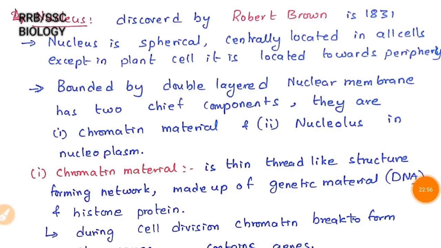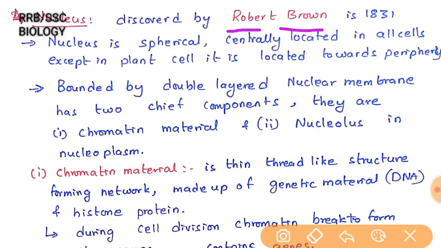Let us see the nucleus. Nucleus was discovered by Robert Brown in 1831. What is the shape of this nucleus? Nucleus is spherical in shape, and it is centrally located in all animal cells. In plant cells, it is located towards the periphery. It's not that it should be only in the periphery. It can move anywhere, and mostly it is found in the periphery, in the sense, at the edges, friends. In animal cells, it is sure that it is centrally located.